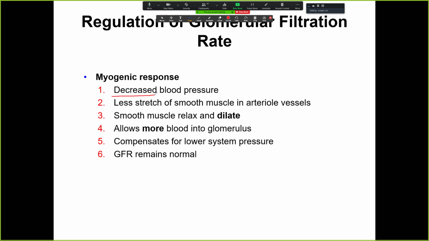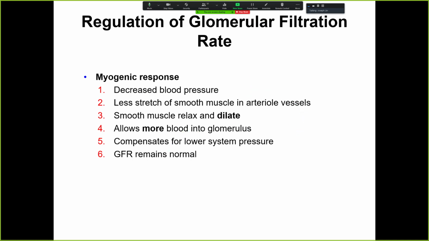If I decrease blood pressure, smooth muscle dilates, more blood. If I increase the blood pressure, then you will constrict, right? And then you would have less blood go into the glomeruli. So you should know the whole story just by knowing half the story, right? So study smarter, not longer.